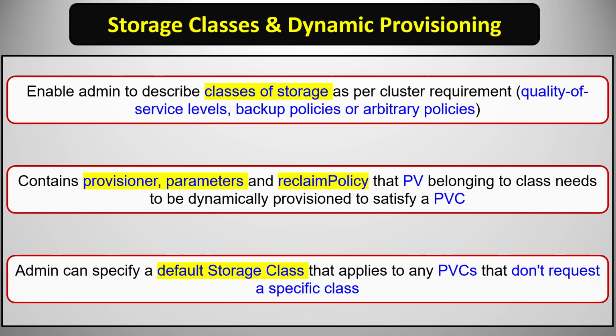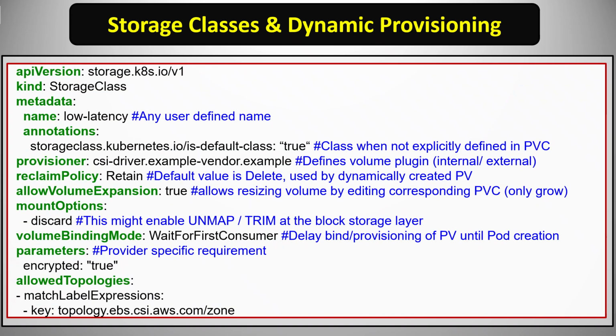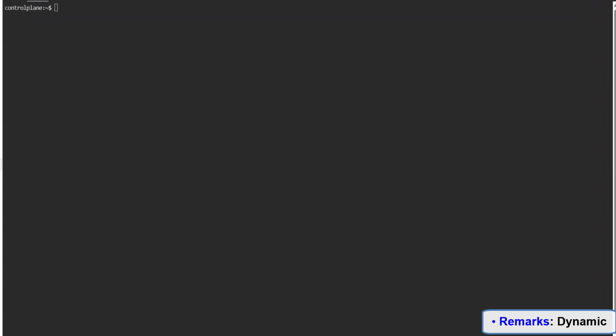Now here's the YAML file. Its name is low-latency. The provisioner defines which volume plugin will be used. The reclaim policy is set to Retain, though the default one is Delete. Volume expansion is enabled, which means that the volume can grow in size, but it cannot shrink. Then we have mount options and topology constraints, which can be set for performance and location control. These are provider-specific requirements. It is marked as default, so this storage class will be used for all PVCs that don't specify a class.